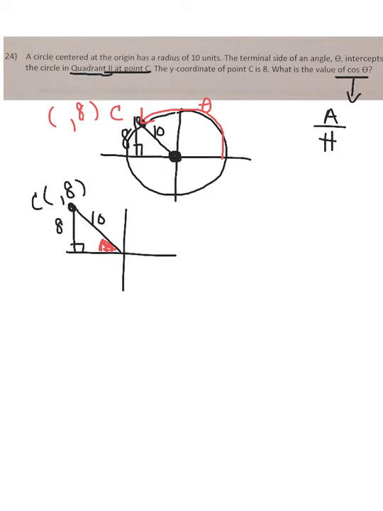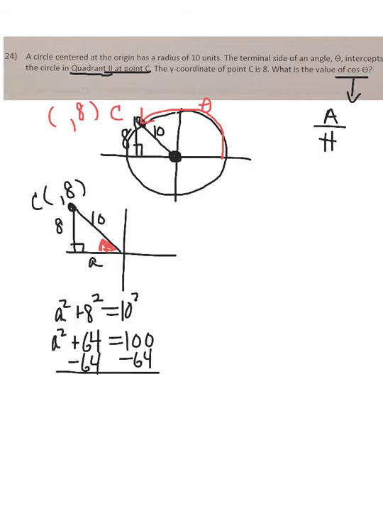So, if I don't know a side of a right triangle, I can do the Pythagorean theorem, right? So a squared, and I'm referring to the side that I'm missing, which is my adjacent, that's a, plus 8 squared equals 10 squared. So a squared plus 64 equals 100. Subtract over the 64, and I get a squared equals 36. So a has to be 6.